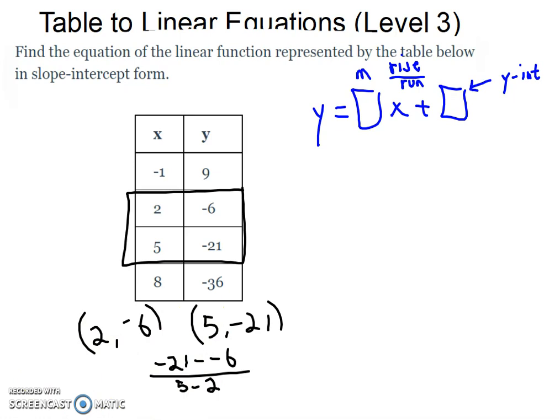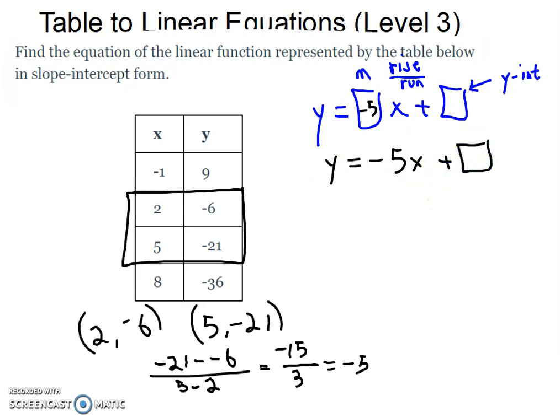Okay? So let's calculate this. Negative 21 minus negative 6 is the same thing as negative 21 plus 6. You're going to get negative 15. On the bottom, 5 minus 2 is 3. So negative 15 divided by 3, that's my slope. We'll write it as negative 5. So that's the number that goes right here. So I'm going to write out the equation so far. I've got y equals negative 5x plus, I don't know what yet.